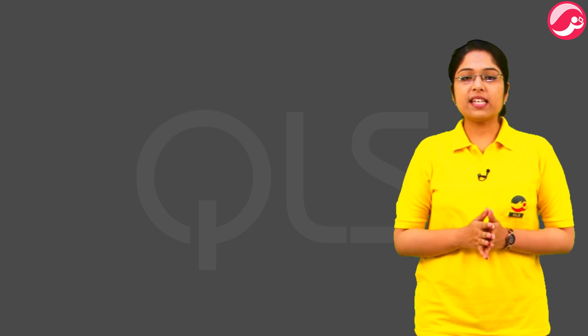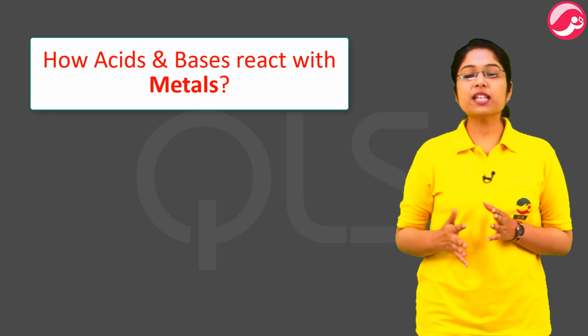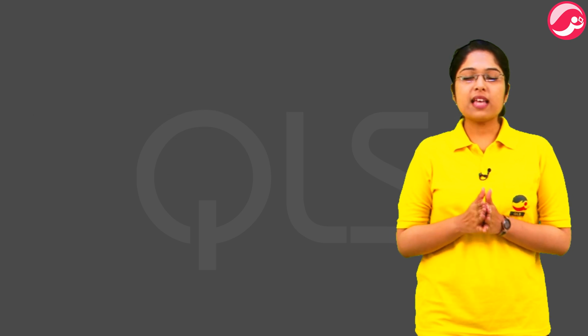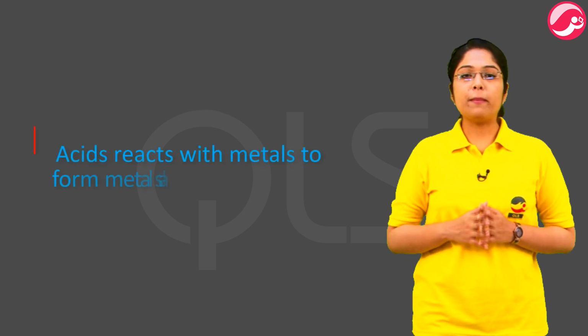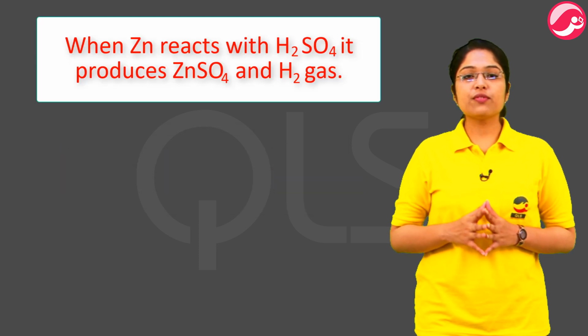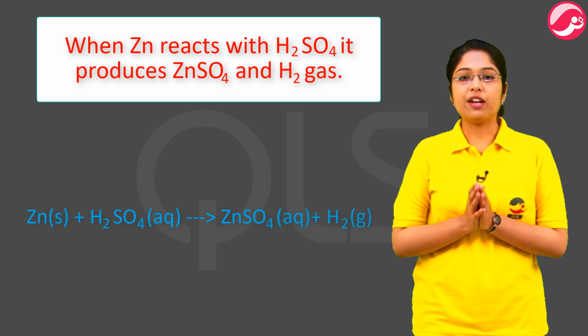First, let's see how acids and bases react with metals. Acid and base metals के साथ किस तरह का reaction show करते हैं. Acids react with metals to form metal salts and hydrogen gas. For example, when zinc reacts with sulfuric acid, H2SO4, it produces zinc sulfate and hydrogen gas.